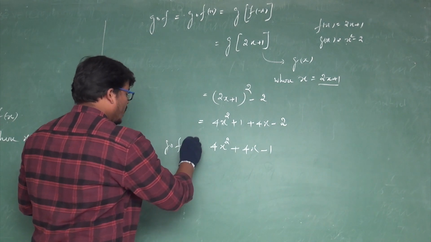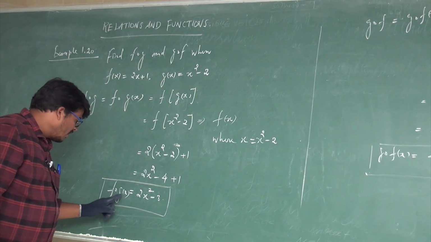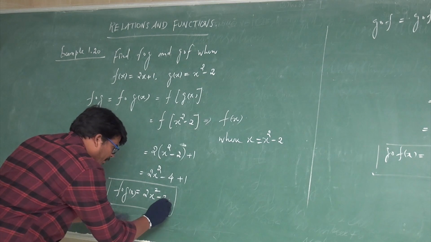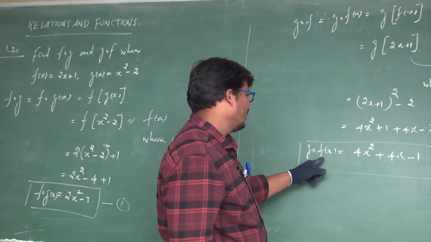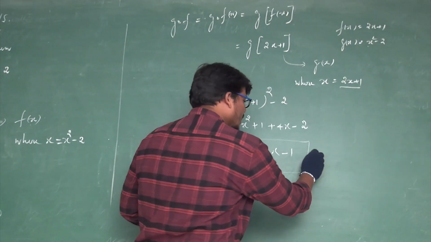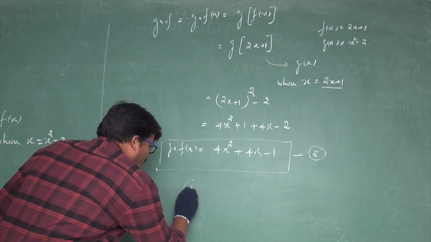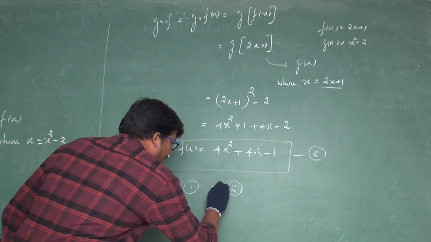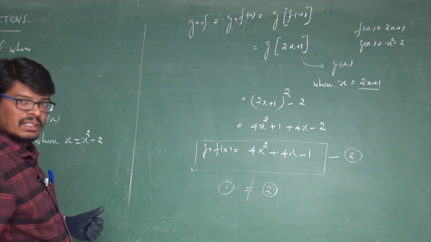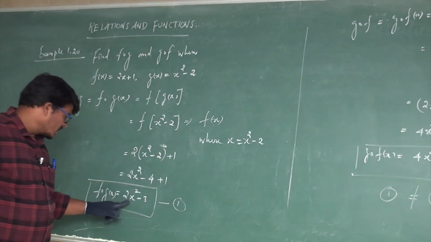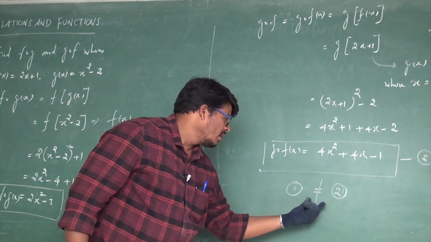g∘f of x. The first one, f∘g, is 2x² − 3, which is equation number 1. And the second one, g∘f of x, is 4x² + 4x − 1, which is equation number 2. Comparing 1 and 2, they are not equal. The first is 2x² − 3 and the second is 4x² + 4x − 1.